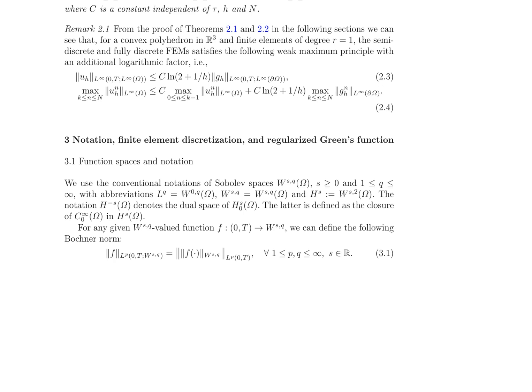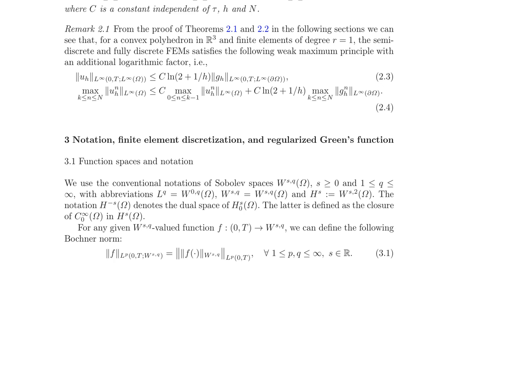initial and boundary conditions. The proof of Theorems 2.1 and 2.2 also reveals that for a convex polyhedron in R³ and finite elements of degree r equals 1, the semi-discrete and fully discrete FEMs satisfy the weak maximum principle with an additional logarithmic factor. This is expressed in equations 2.3 and 2.4.